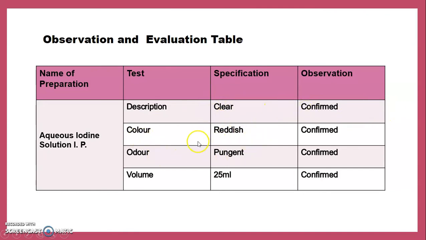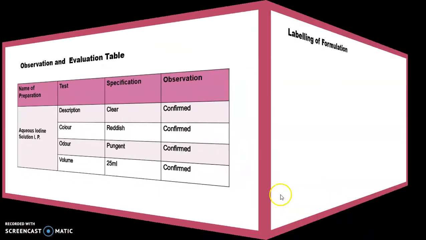Color of our preparation, we see that it is reddish. We confirm that test. Odor is pungent. The observation is confirmed. Volume, we made 25 ml. That's why all the observations are confirmed. In this way, we maintain the evaluation table. Then labeling of the formulation.